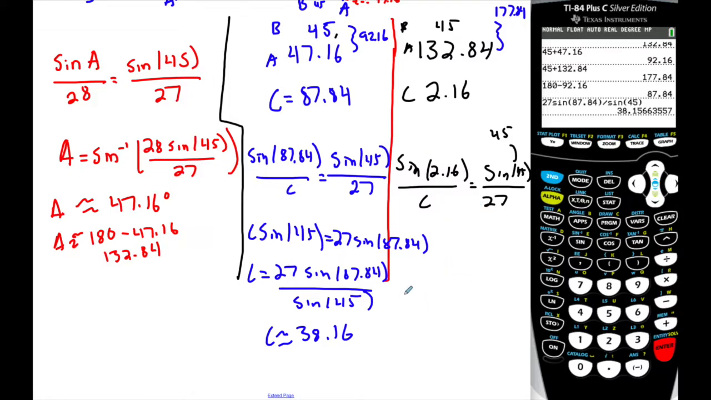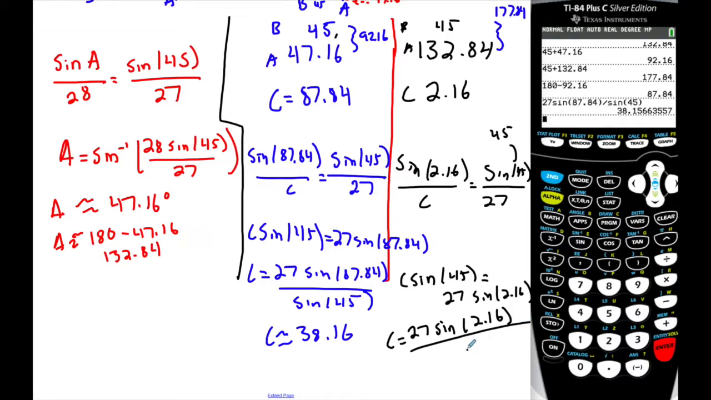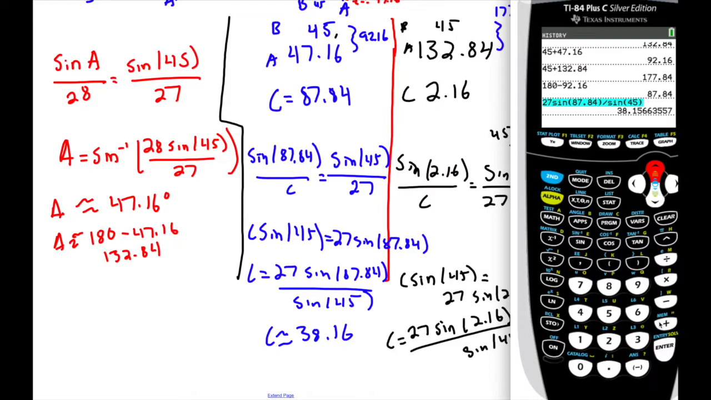Okay? So now my final answer would be C times the sine of 45 is equal to 27 times the sine of 2.16. So to get my final answer, I need to do C equals 27 sine. So see the difference? It's the same except those angles over sine of 45. Okay? And it's so similar that I'm just going to come back up here, copy what I had before.